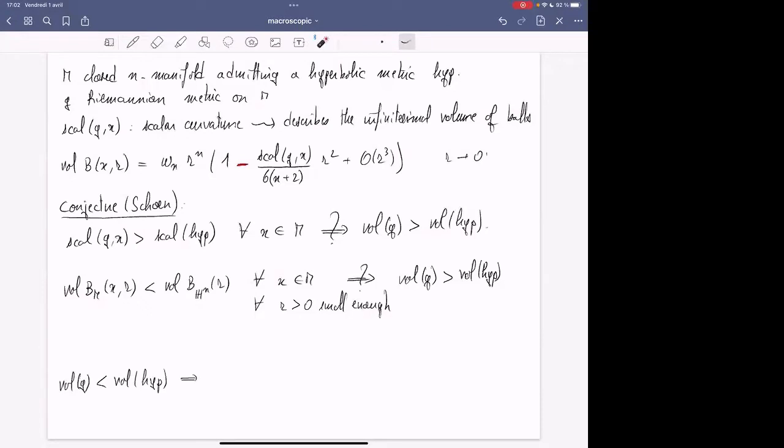I found this in a paper by Larry Guth: the Schoen conjecture says that if the scalar curvature of your metric is greater than the scalar curvature of the hyperbolic metric, then the volume for the Riemannian metric is greater than the volume of the hyperbolic metric. That's a conjecture by Schoen. He didn't state it exactly like that, but with a little bit of work you can see it's equivalent to another conjecture he stated.